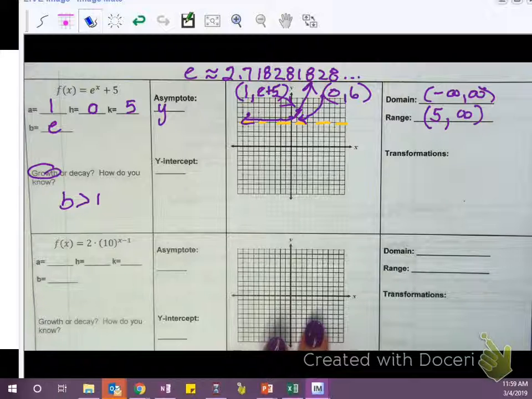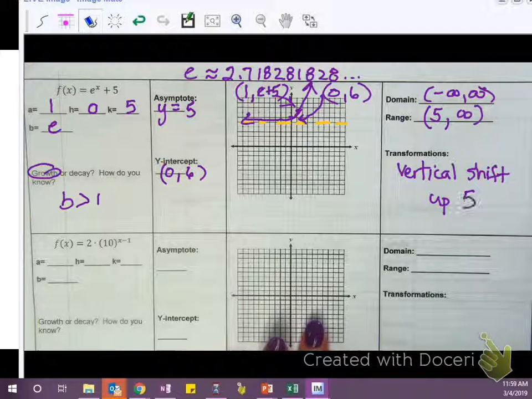Oh, we didn't write our asymptote is y equals 5, and our y-intercept now is 0 comma 6. So the only transformation we've made is a vertical shift up 5. Now, I would like to see all of that, but at a very minimum, you have to tell me it's up 5, or moved up 5, or shifted up 5. You can't just tell me it's a vertical shift. You have to tell me how far.